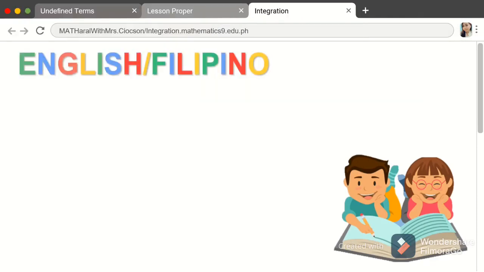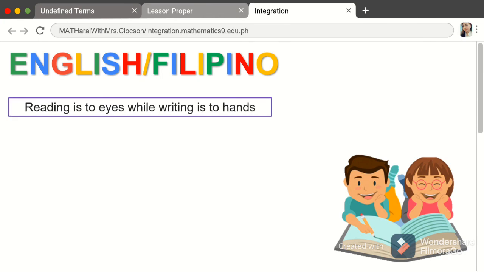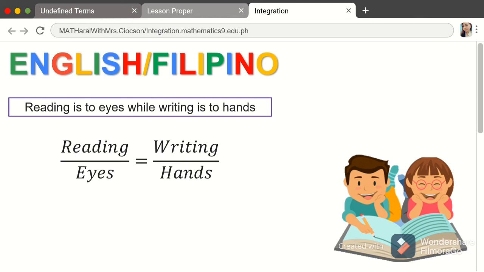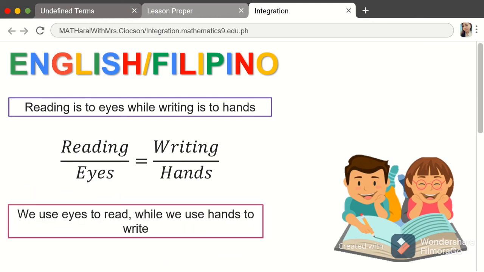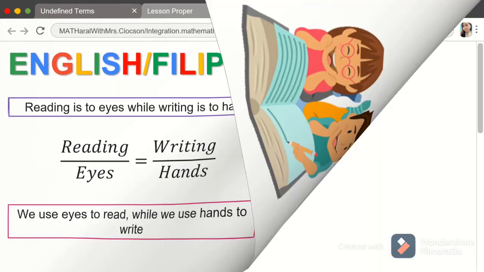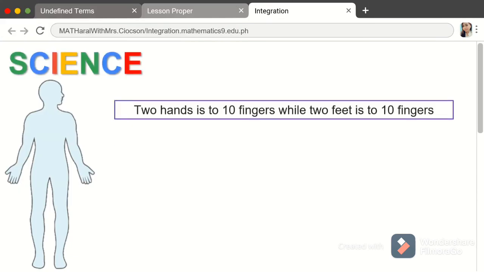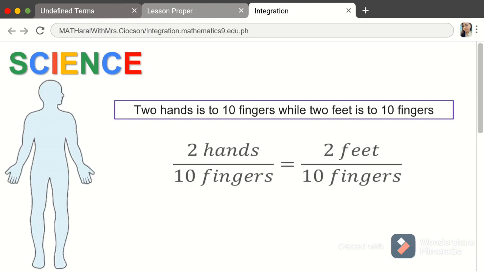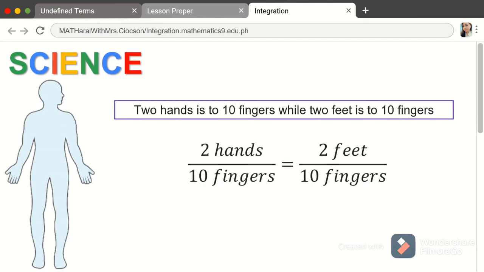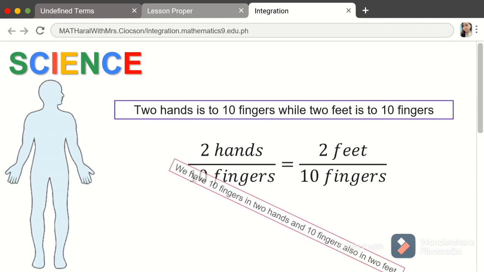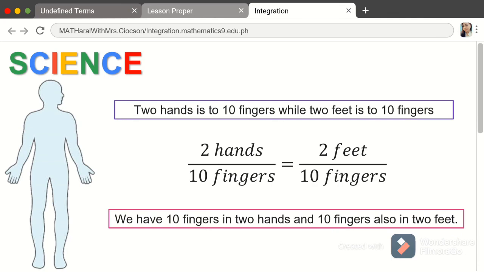In English and Filipino, reading is to eyes, while writing is to hands. Reading over eyes is equal to writing over hands. We use eyes to read, while we use hands to write. In science, 2 hands is to 10 fingers, while 2 feet is to 10 toes. We have 2 hands over 10 fingers, 2 feet over 10 toes. We have 10 fingers in 2 hands and 10 toes in 2 feet.